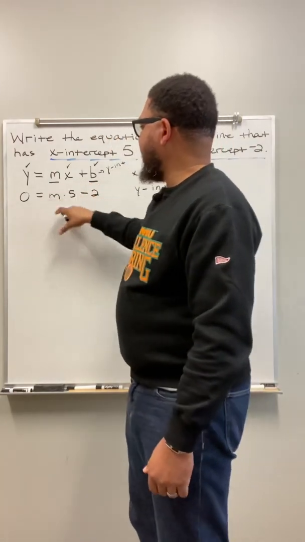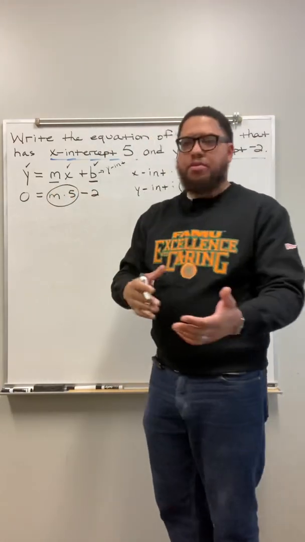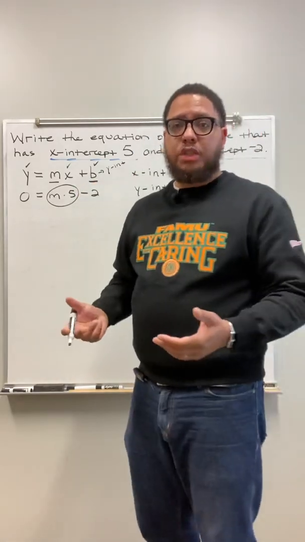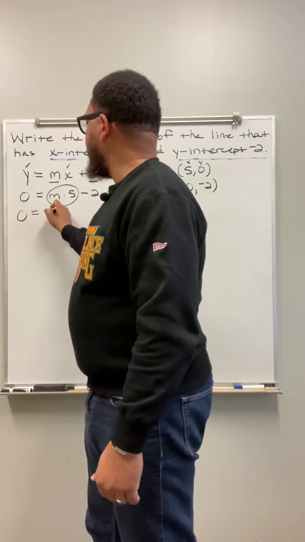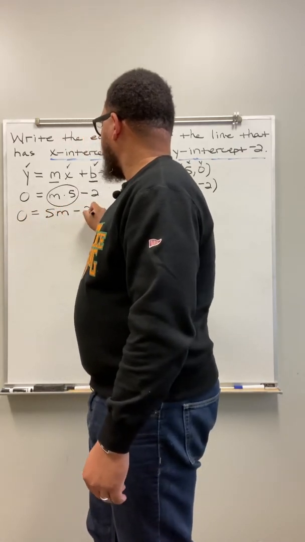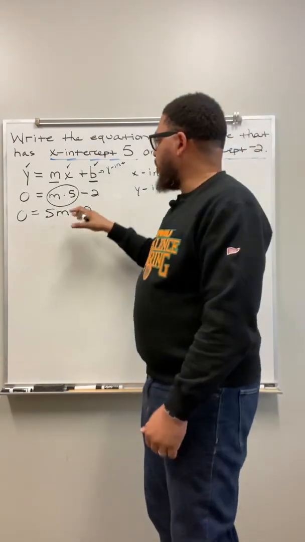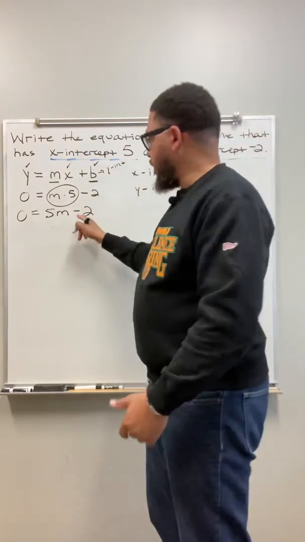Now, I want to clean this up a little bit because of this part right here. Usually we're not going to have a variable in front of a number. Usually the number is the coefficient, so the number goes in front of the variable. So let me rewrite this equation. 0 equals 5m minus 2. So 0 equals 5m minus 2, right? Now, I want to solve for m. That's my goal. So first thing, I'm going to get rid of this -2.